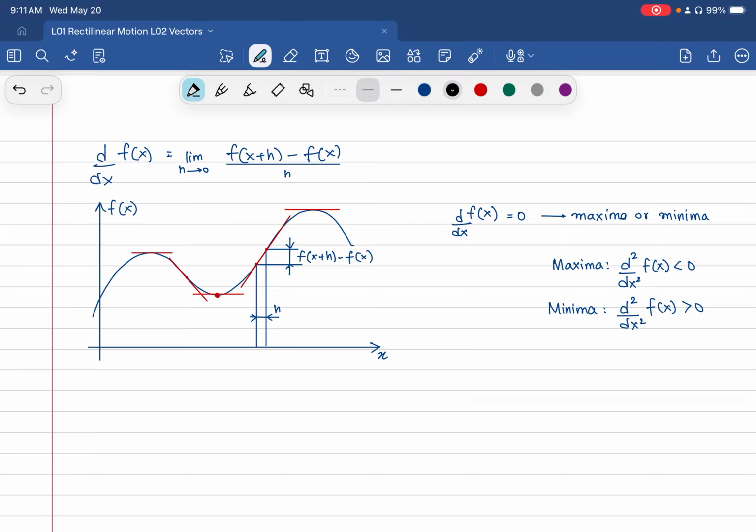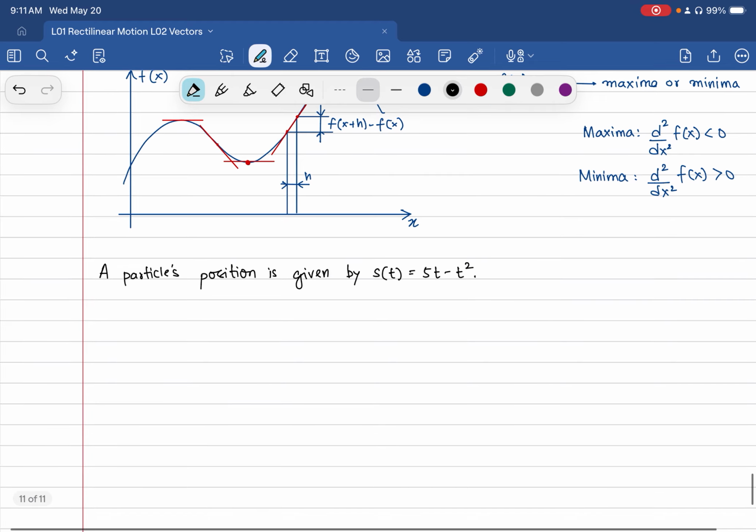Let's apply that directly. So a particle's position is given by s of t is equal to 5t minus t square. We want to know what is the farthest point that this particle will reach.